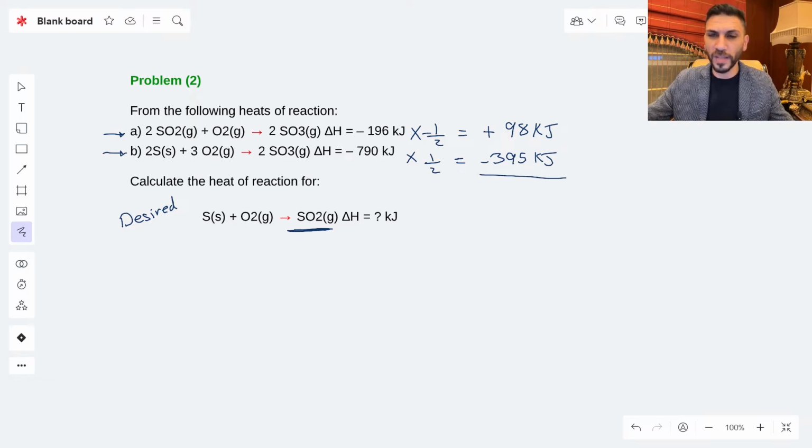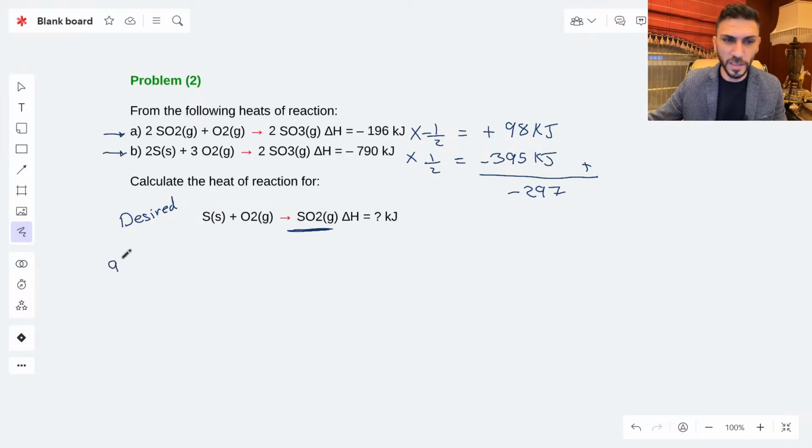Now I'm going to add these two reactions together. It's going to equal to -297. Now this is if the question was a multiple choice question. Now if we need to solve it, all right, the first reaction, we're going to multiply it by -half. It means we need to flip it and we divide everything by 2.